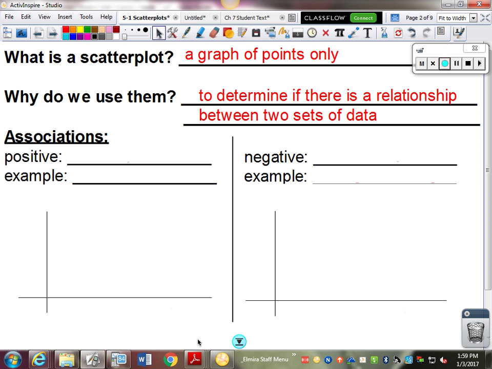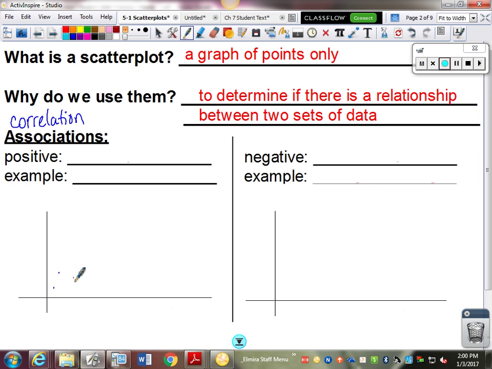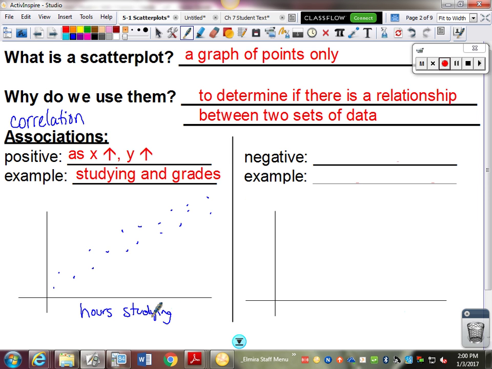A positive association, we might also use the word correlation, and I'm not sure I'm spelling it right, but it's good. If we're in math, I don't grade you on your spelling. Positive correlation would mean that my dots kind of go not in a straight line up, but generally in an upward direction. As the x value increases, the y value increases. For example, studying and grades. If you spend more time studying, you get better grades.